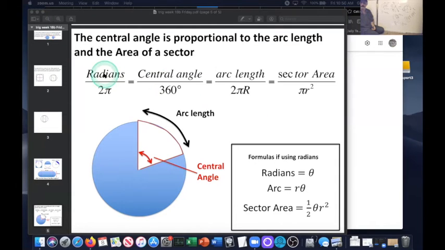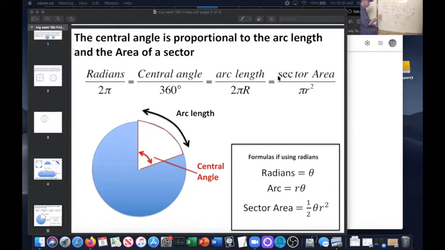All right, so the ratio of radians to 2 pi is as the central angle is to 360, as the arc length is to the total circumference, as the sector area is to the total area. So all these are proportional. Okay, so I'll do a couple examples in a minute, but let me show you where these formulas came from. These formulas came by taking the ratio of radians to 2 pi and putting it equal to these two ratios over here. That's where those formulas came from.